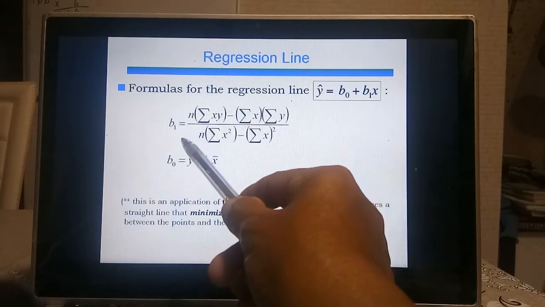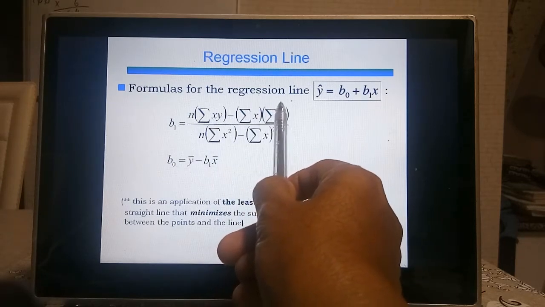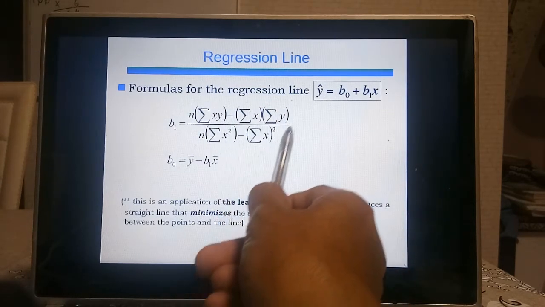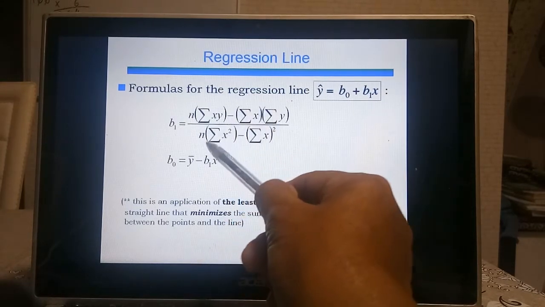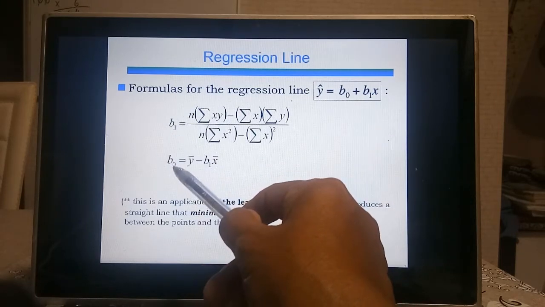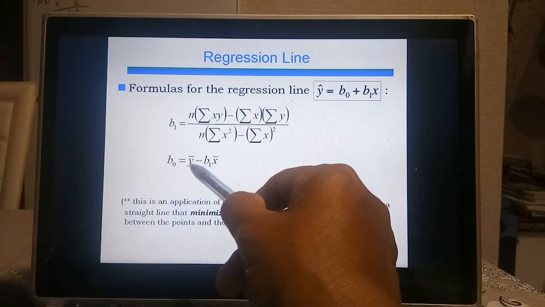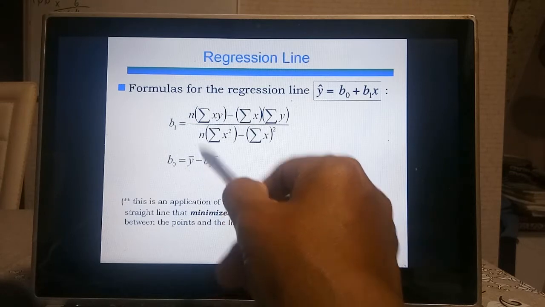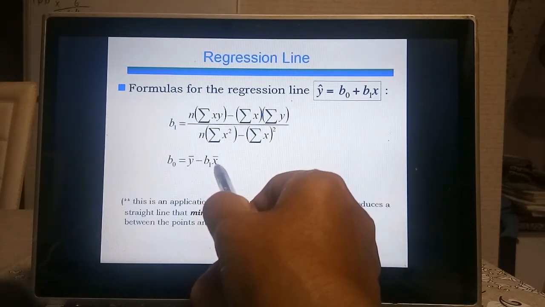So, b1 kecerunan ni kita dapat daripada gunakan formula ni. Kita gunakan data yang kita plotkan X dan Y tu, masukkan dalam formula ni. So, kita dapat estimation untuk b1 kecerunan. Okay, untuk b0, bila dah dapat b1, gantikan dalam equation Y bar. Y bar ni adalah mean untuk semua nilai Y daripada data, tolak dengan b1 yang kita dapat di sini, darab nilai X bar, mean bagi nilai-nilai X.